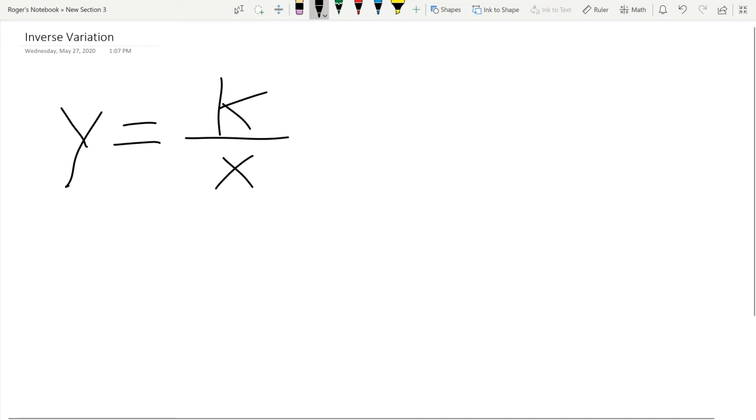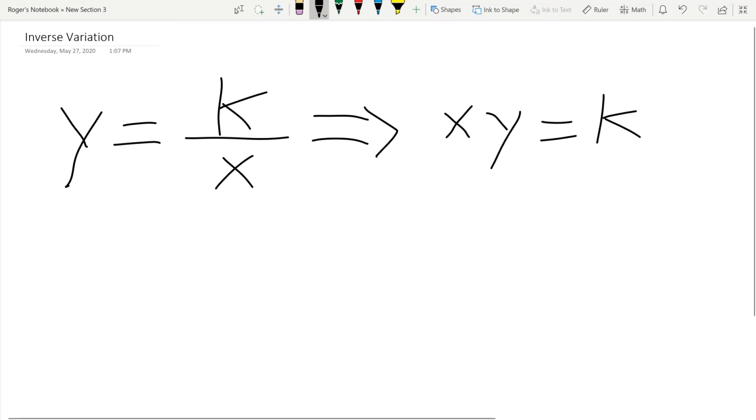Another way to express this, if we do a little manipulation, what if I multiply both sides by x? Then I would have x times y is equal to the constant k. X times y equals k. So my constant is whatever it is, but the product of x and y must always be equal to that same number. No matter which point I pick from the graph, the product is always equal to k.